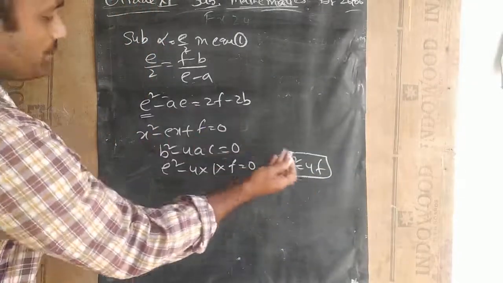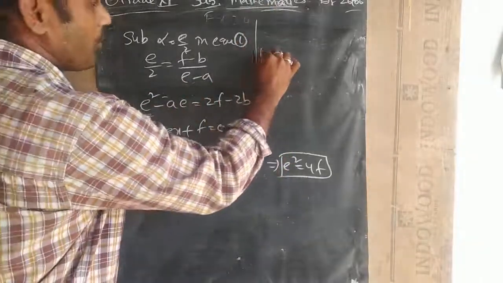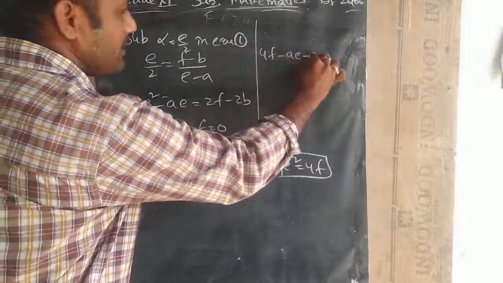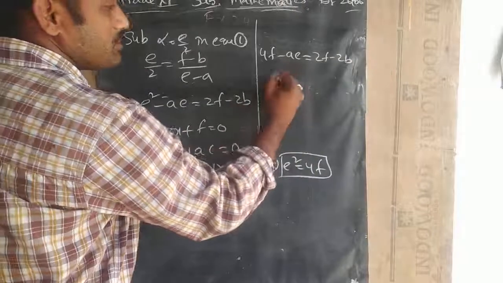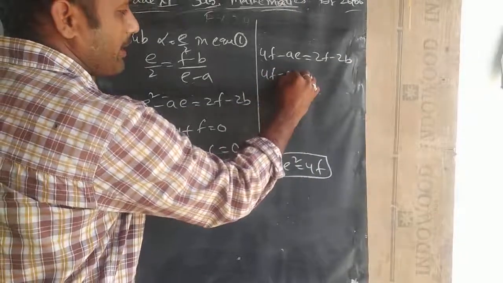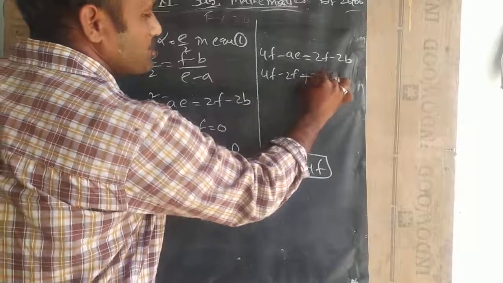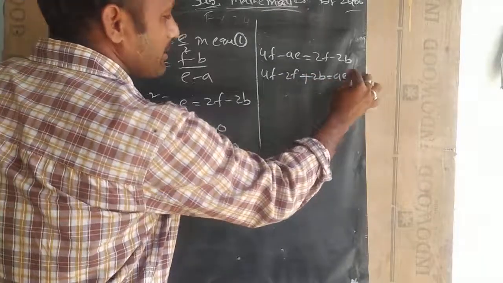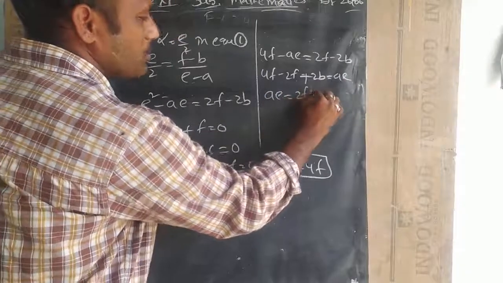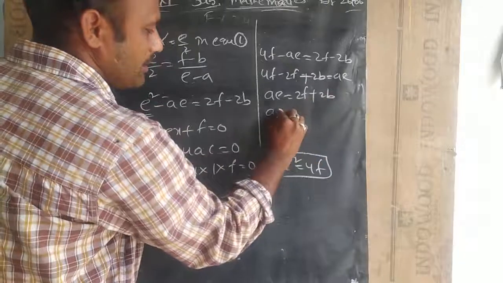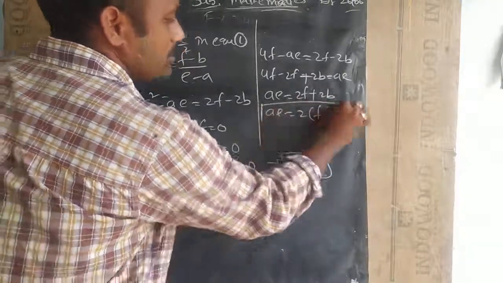Now if I substitute the e square value in this, what are we going to get here? 4f minus ae is equal to 2f minus 2b. So 4f minus 2f is equal to, plus 2b, is equal to ae. So ae is equal to 2f plus 2b. ae is equal to 2, if I take common, (f plus b). This is the required proof.